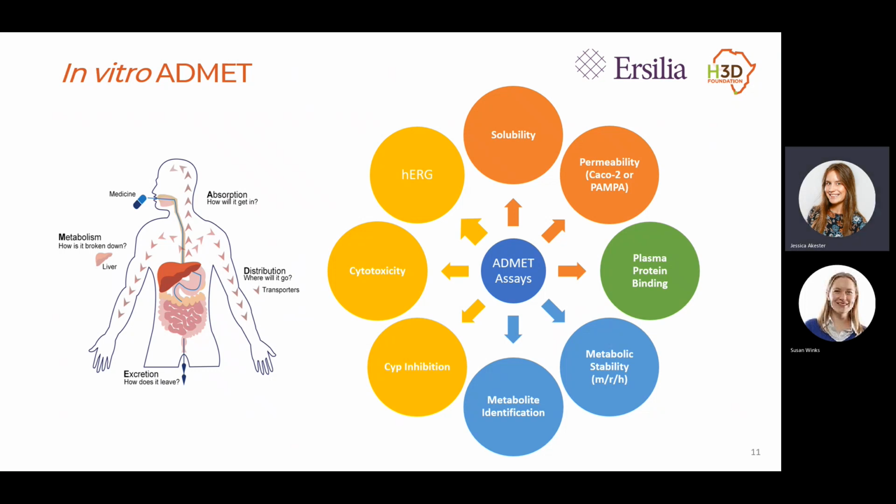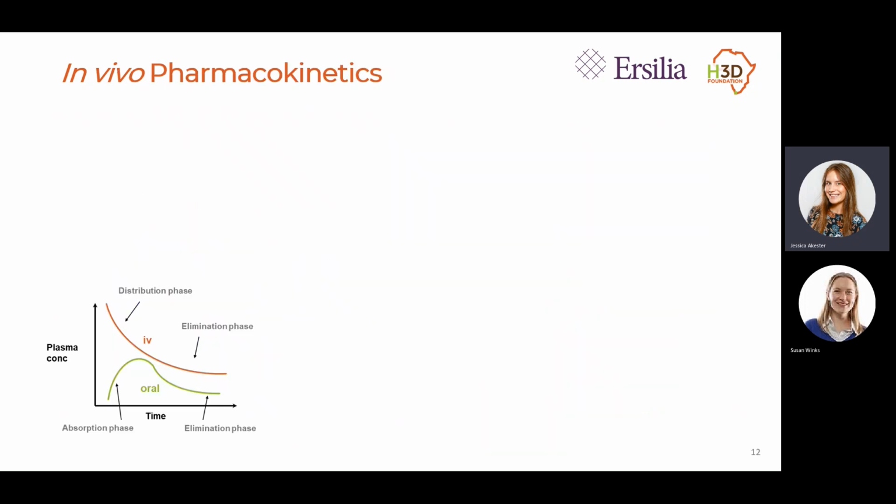So now I'm moving over from an in vitro setting into in vivo. That's what's called pharmacokinetics. And this gives you an indication of how the molecule is going to be distributed in the body. So over here, I've got a very normalized illustration of a PK curve. So here you've got the concentration of your compound on the y-axis, on the x-axis is time.